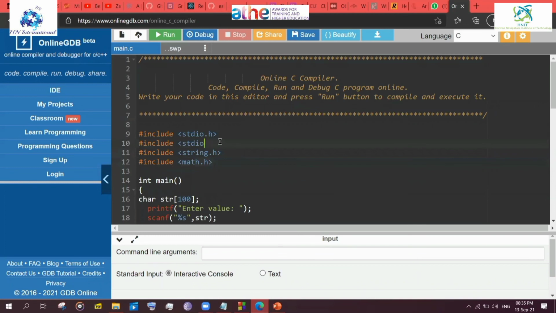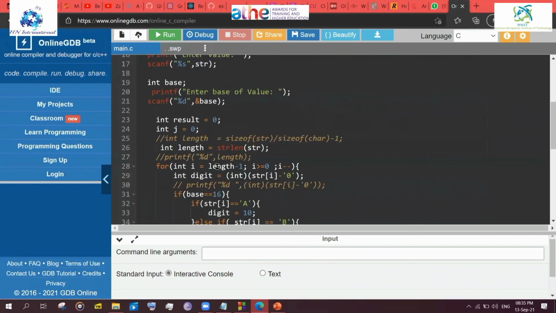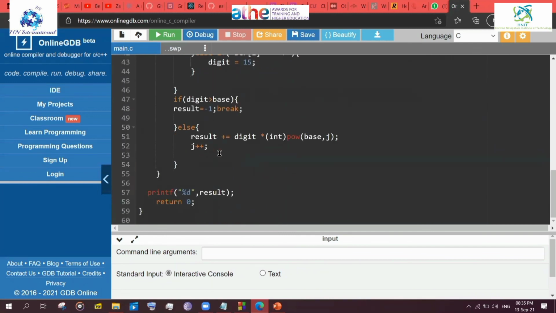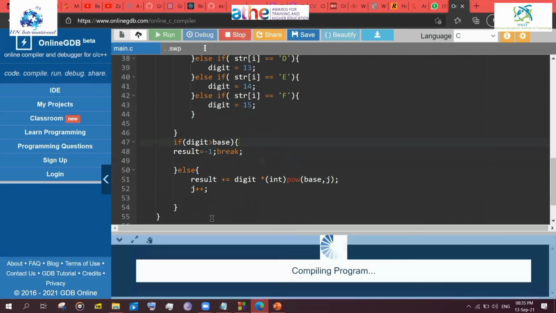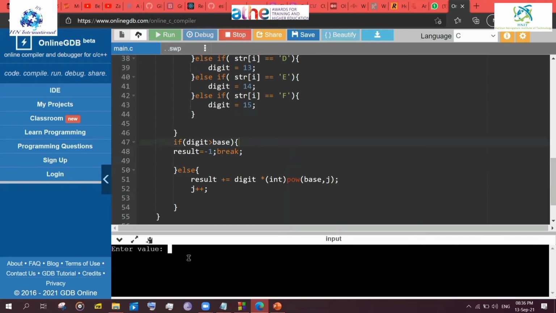But here's one problem. If I refresh this page, all of my work will be lost. It's not saving. That's why you see I have created another file here in which I have stored this code. Okay, let's hope we do not get any errors. So if I am converting a binary here, oh sorry.